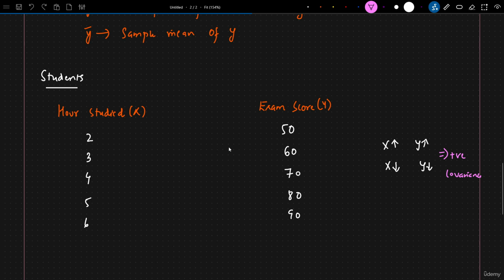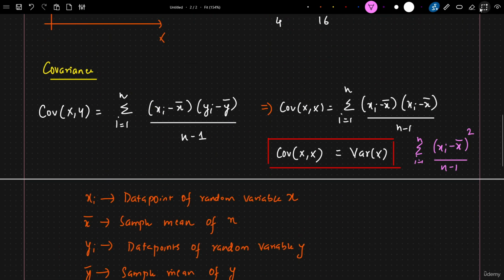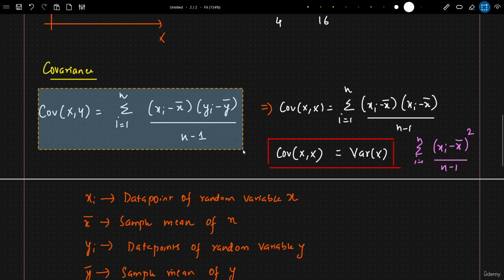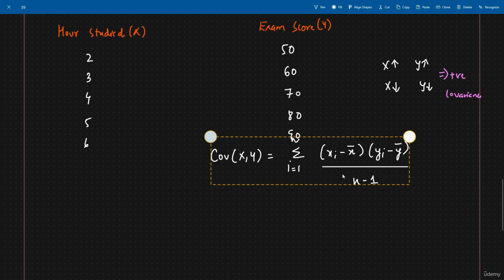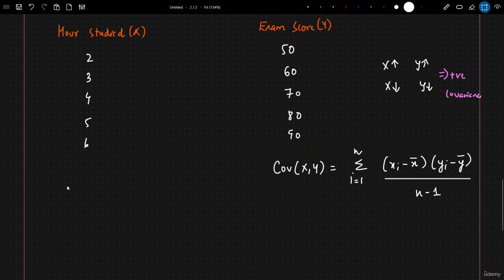So let's go ahead and calculate this entire formula, right? I will take this entire formula and we'll go ahead and calculate it. Let's calculate and see whether we'll get a positive covariance or not. And I hope we get it, if my calculation is absolutely perfectly fine. So first thing first, what do we need to calculate? The first thing that we need to calculate is x bar, and y bar.